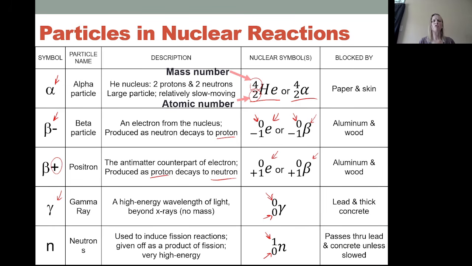Neutrons are incredibly high energy from these sources. And in fact, neutrons will pass through lead and they will pass through concrete unless they are somehow slowed first. And of course, nuclear reactors are built with methods to slow the neutrons down so that the big concrete towers lined with lead can block those neutrons from escaping into the environment.